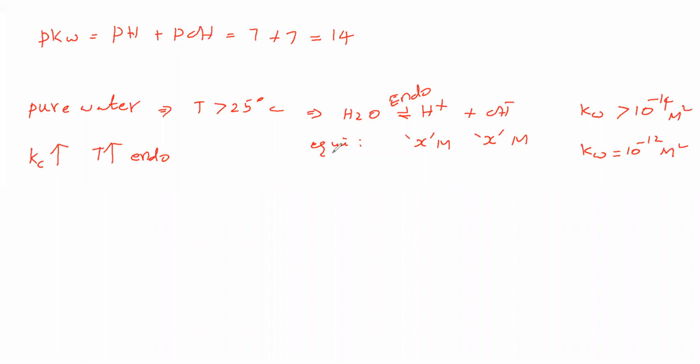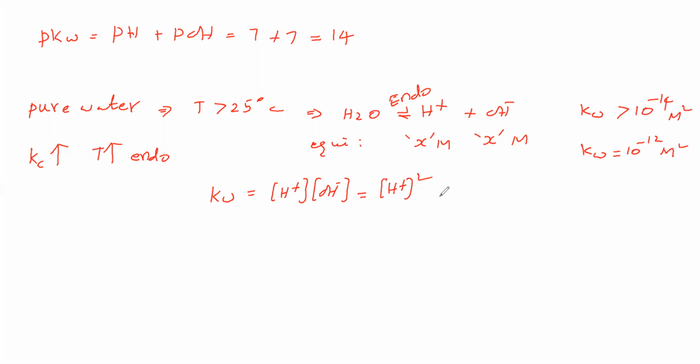In pure water at equilibrium, the concentration of H plus is x molar, the concentration of OH minus is x molar. Now, we will substitute in the Kw formula. Kw is equal to concentration of H plus into concentration of OH minus. Therefore, it is equal to concentration of H plus square, because both are having equal value. H plus concentration equals OH minus concentration, therefore H plus square.